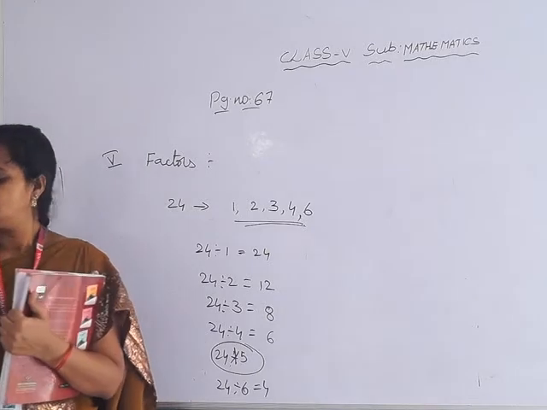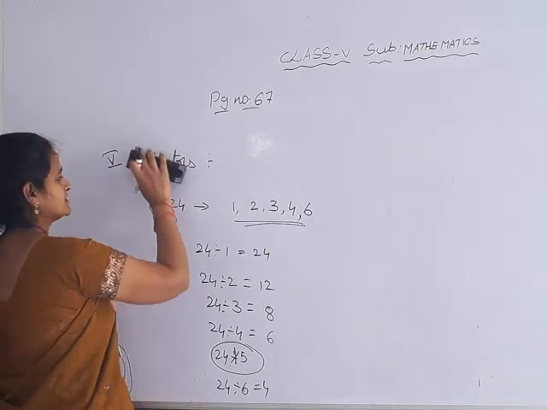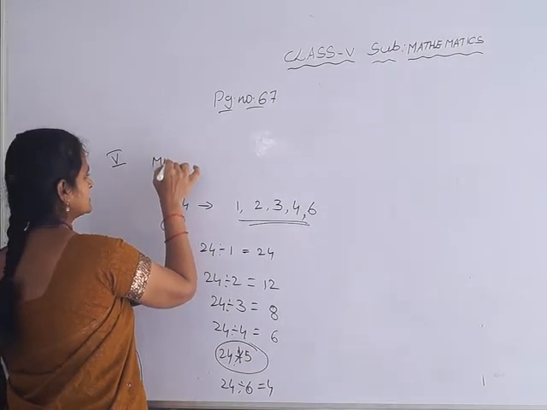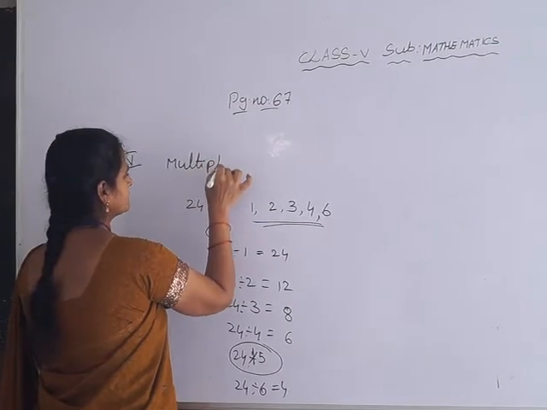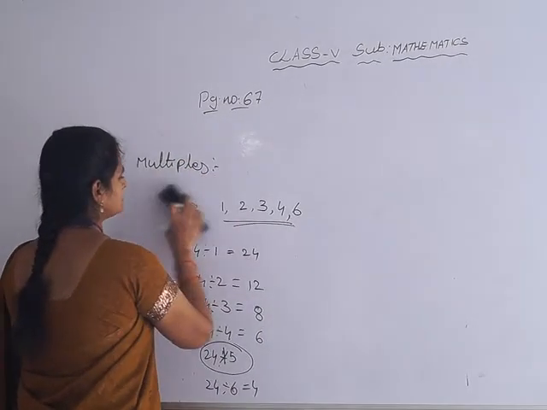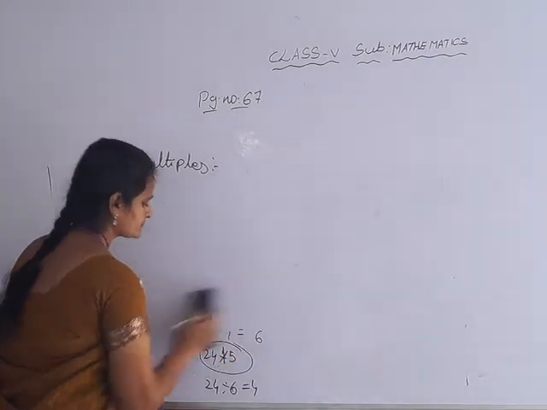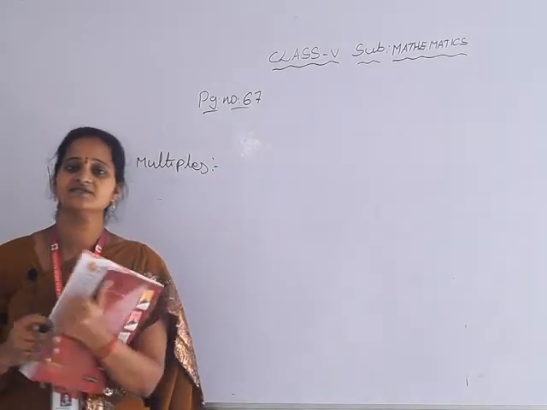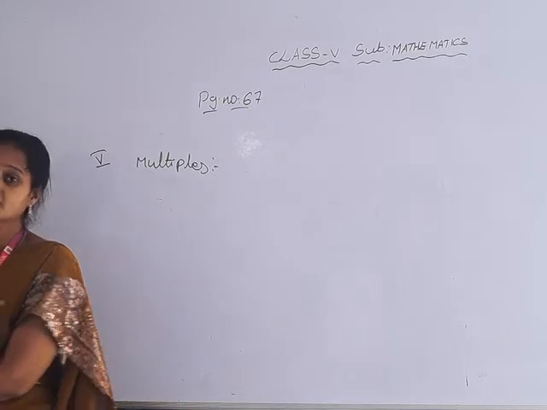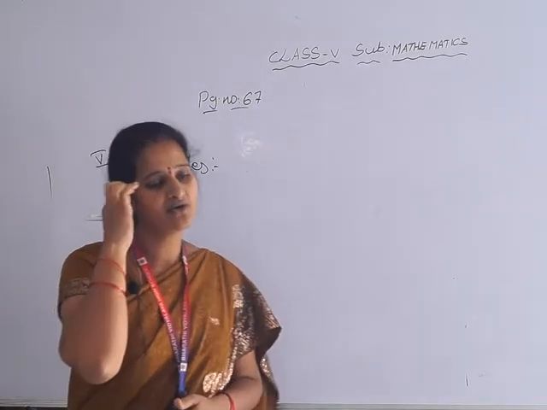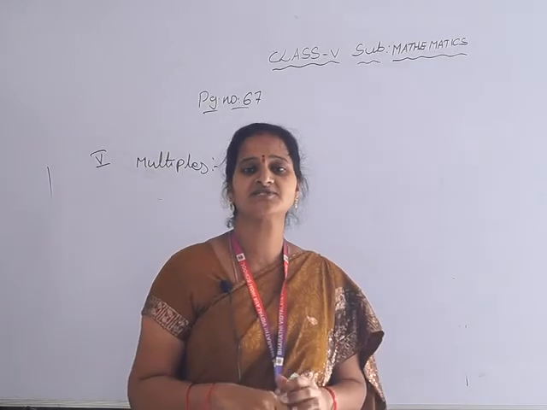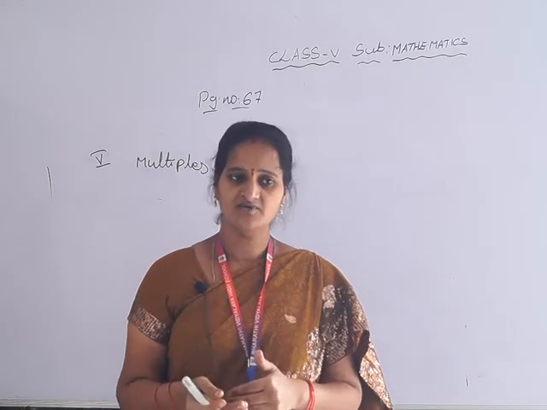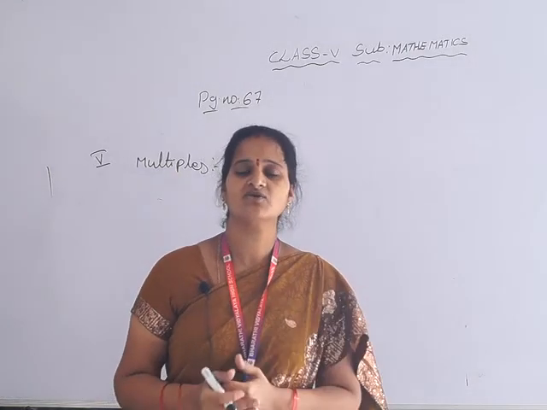And next, multiples. Which are called the multiples? In the previous part we discussed factors. Factors means the numbers that divide the given number. But multiples means products of the given number. Products of the given number with any other numbers are called the multiples.